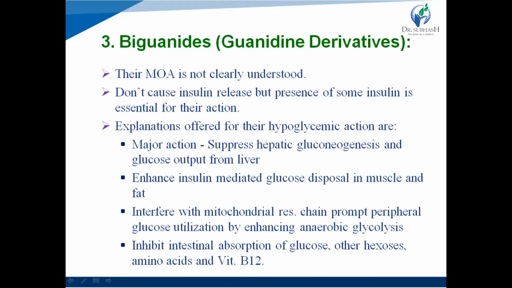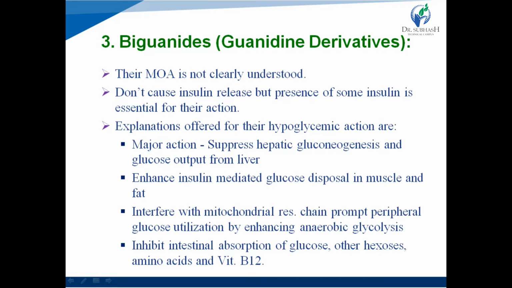It also enhances insulin-mediated glucose disposal in muscle and fat. It also enhances anaerobic glycolysis, meaning the transformation of glucose to lactate when limited oxygen is available is known as anaerobic glycolysis. And it also inhibits intestinal absorption of glucose, other hexoses, amino acids and vitamin B12.